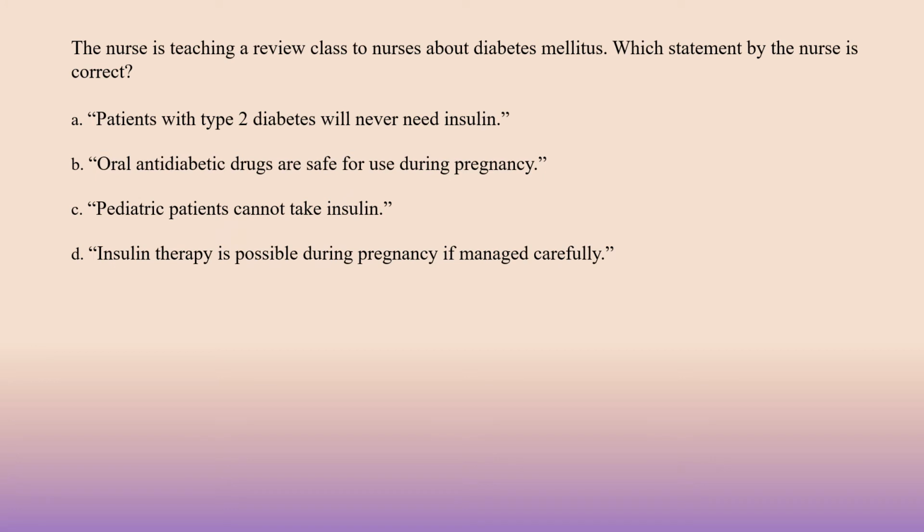The nurse is teaching a review class to nurses about diabetes mellitus. Which statement by the nurse is correct? A. Patients with type 2 diabetes will never need insulin. B. Oral antidiabetic drugs are safe for use during pregnancy. C. Pediatric patients cannot take insulin. D. Insulin therapy is possible during pregnancy if managed carefully.